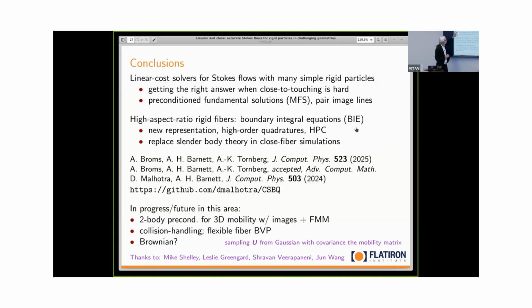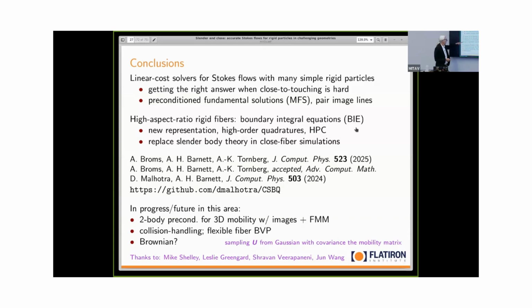And then for high aspect ratio fibers, boundary integrals is the right way to go instead. We had to invent a whole bunch of stuff to get that to work. But the idea is that it should replace slender body theory in numerical simulations. It should just be a drop-in replacement that's no slower, but you can dial in the accuracy you want. I hope to continue that.